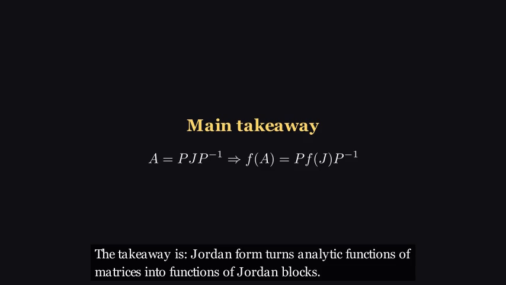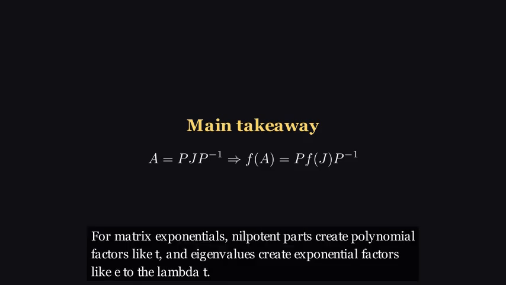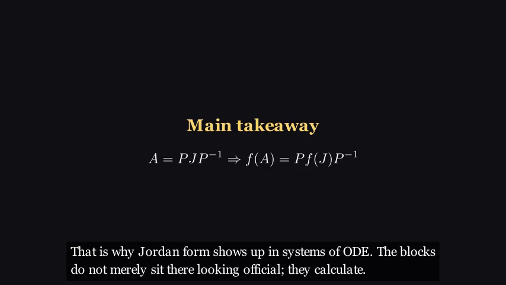The takeaway is, Jordan form turns analytic functions of matrices into functions of Jordan blocks. For matrix exponentials, nilpotent parts create polynomial factors like t, and eigenvalues create exponential factors like e to the lambda t. That is why Jordan form shows up in systems of ODE. The blocks do not merely sit there looking official. They calculate.